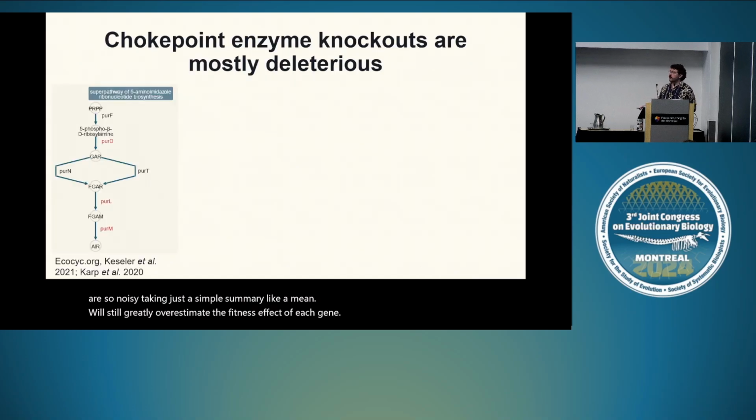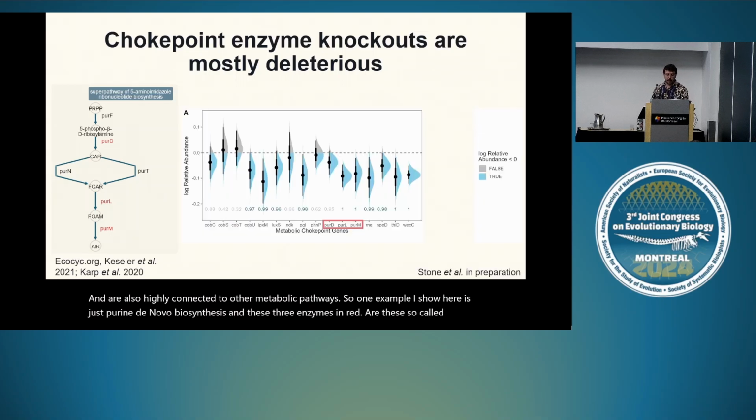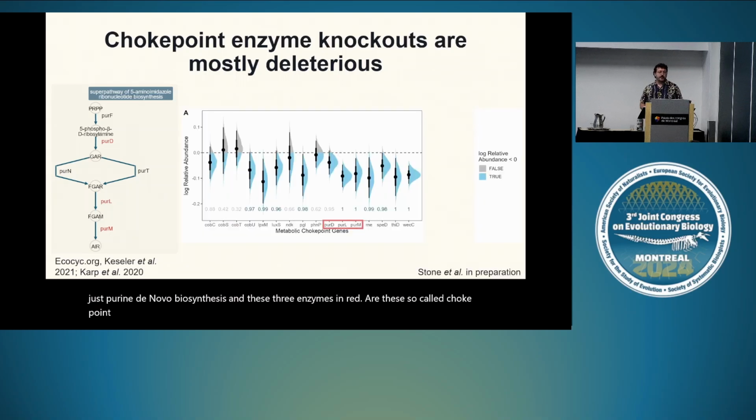So to kind of gut check these results, I looked at what are called choke point enzymes. These are enzymes that uniquely use or produce a metabolite and are also highly connected to other metabolic pathways. So one example I show here is just purine de novo biosynthesis, and these three enzymes in red are these so-called choke point enzymes.